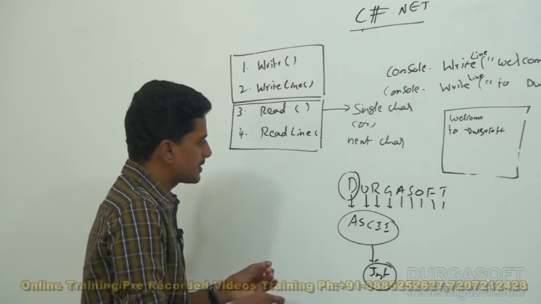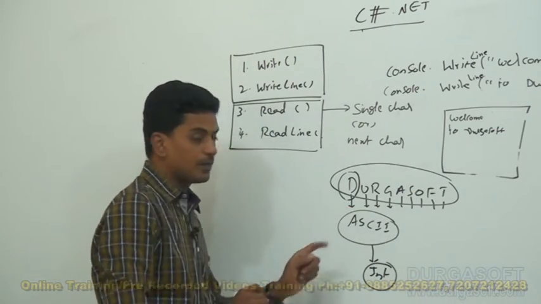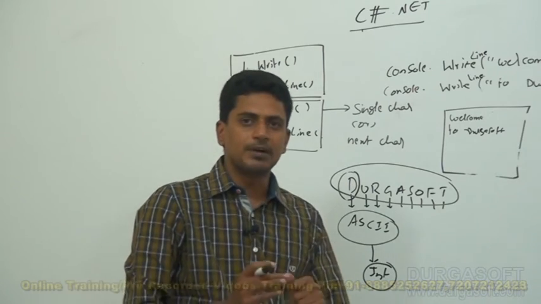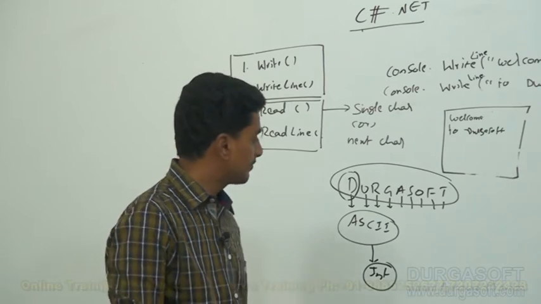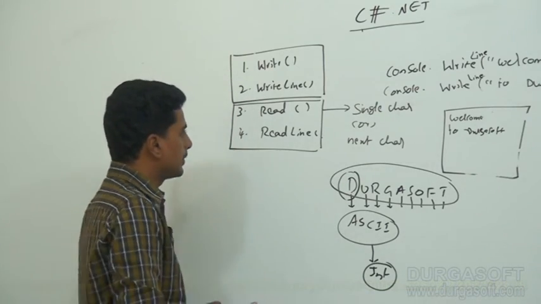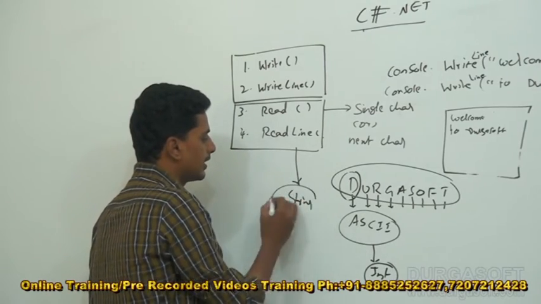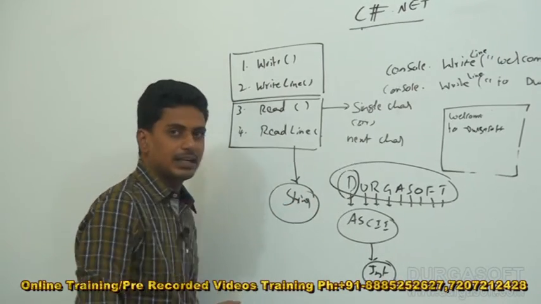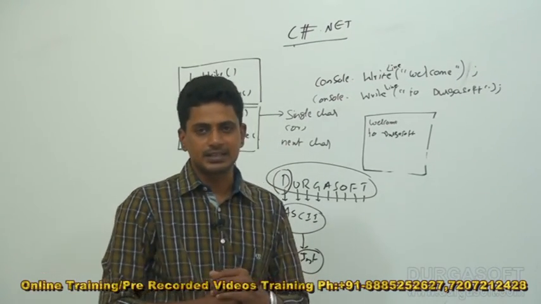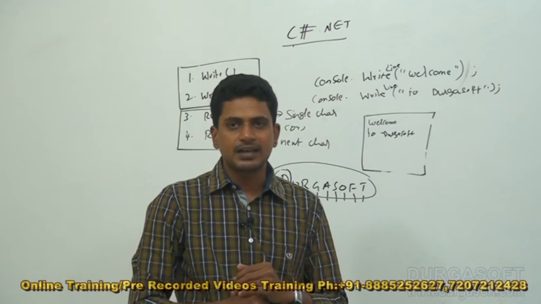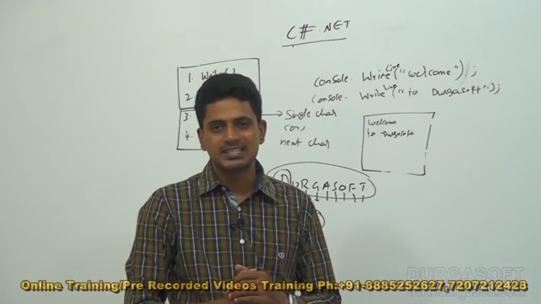Whereas if I am using the read line method instead of read, then read line will read all characters at a time. That means a group of characters it will read, and a group of characters is in string format, so the read line return type is string. Why is the read line return type string? Because read line will read a group of characters all together, and that group of characters is nothing but string format.